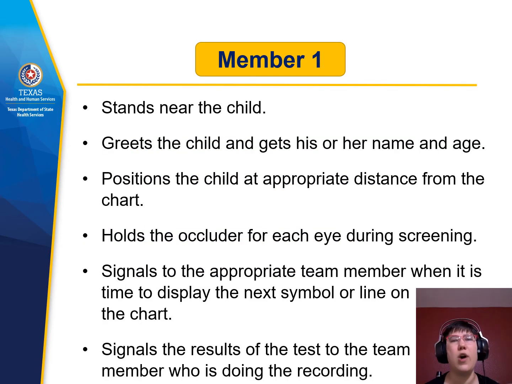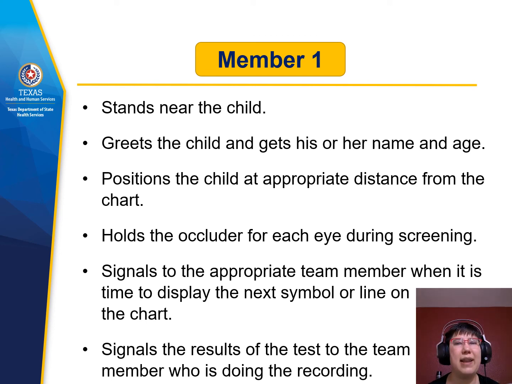Now, member 1 is supposed to stand near the child. They greet the child, get the child's name and their age, position them at the appropriate distance from the chart, and hold the occluder for the child. And then they signal to the other team member when it's time to display the next symbol or line.